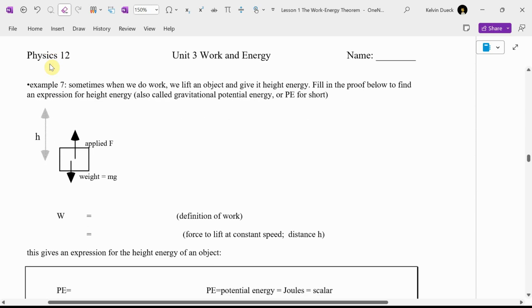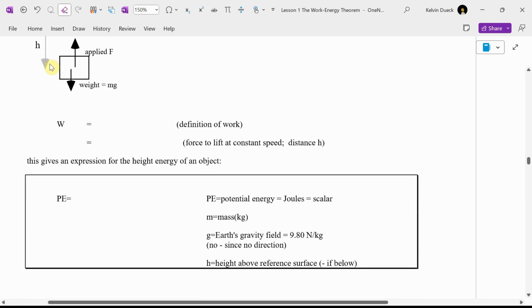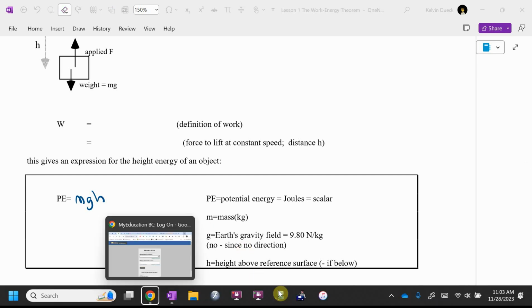Sometimes when we do work, we lift an object and we give it height energy. We already figured it out when we did the very first example. When you lift something, giving it gravitational potential energy, what is it? It's mgh. Pause the video for just a second.